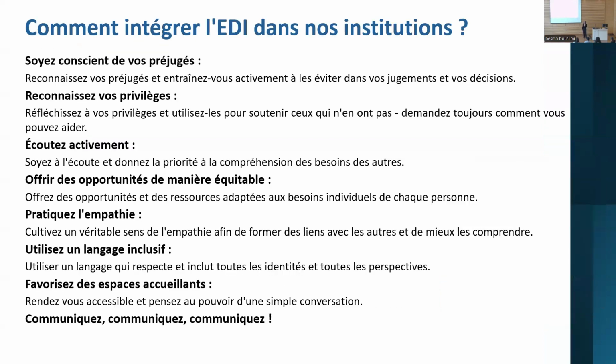So based on this, how can we incorporate EDI in our community? First of all, we should be aware of biases and privilege. We should try to provide fair opportunity for everyone, have empathy, use inclusive language to be understandable for everyone, and provide a welcoming space, especially for newcomers. And try to listen and try to speak. It's really important that we listen to the worries and problems of people, and we speak with them to help them decrease the feelings that they have.